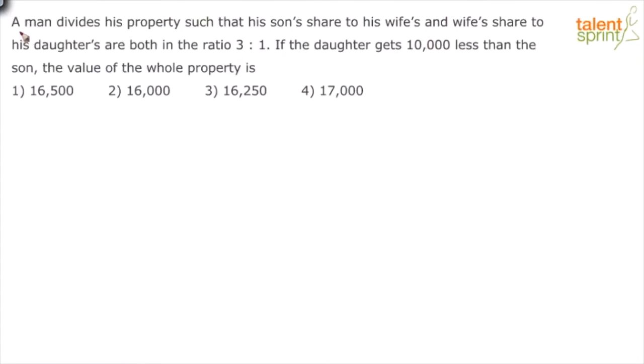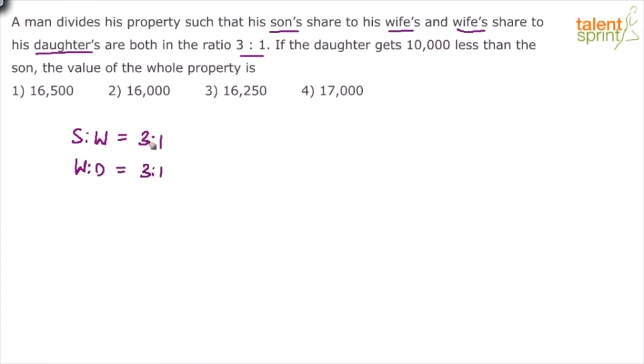Look at the question. It says a man divides his property such that his son's share to his wife's and his wife's share to his daughter's are both in the ratio 3:1. If the daughter gets rupees 10,000 less than the son, the value of the whole property is. All right, so basically here it is about ratios, right? A man divides his property such that son's share to wife's share and wife's share to daughter's share both are in the ratio 3:1. So S is to W, son's share is to wife's share is 3:1, and wife is to daughter is also 3:1, right?